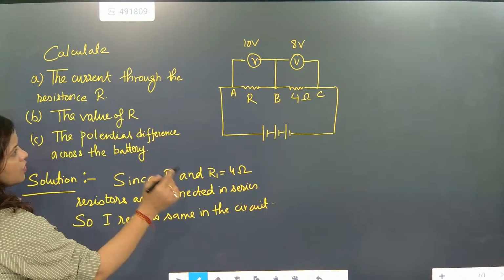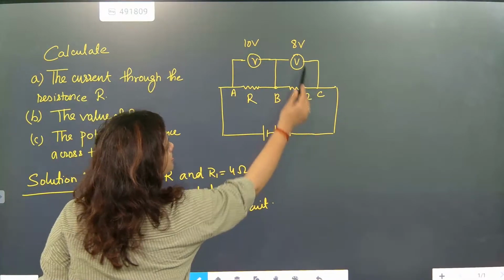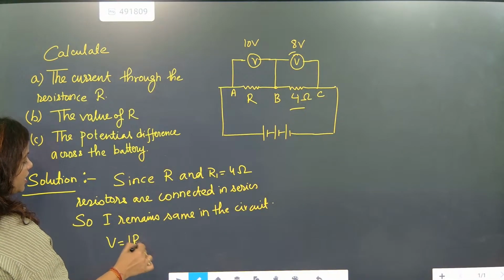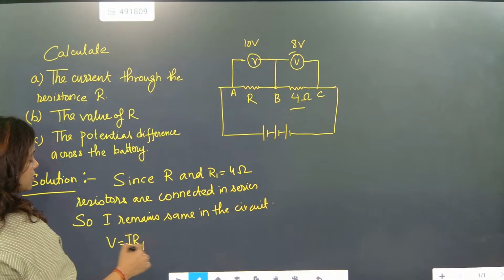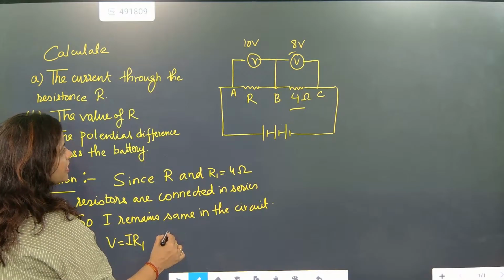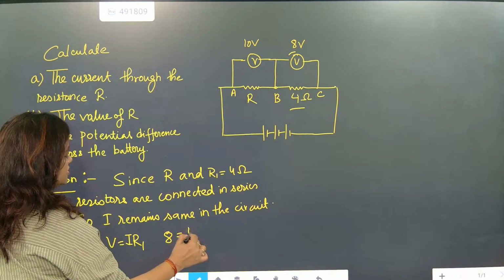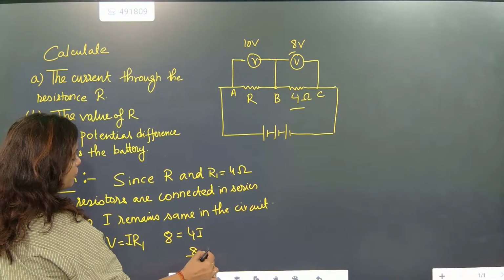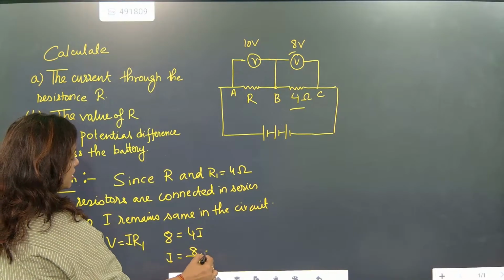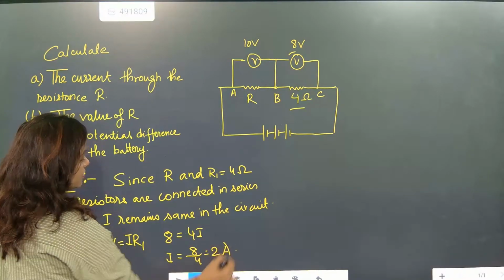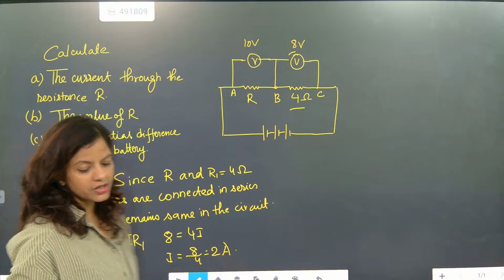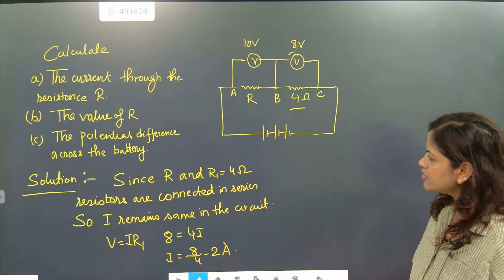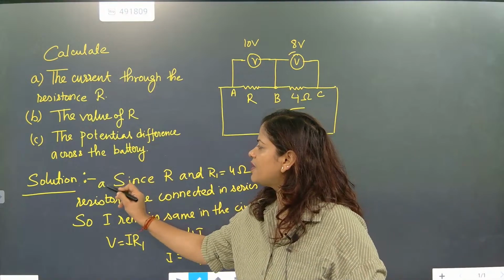So now this one can help us. V is equal to IR1. V is how much given? 8. Resistance is 4. So 8 by 4 is equal to I, which is 2 ampere. Correct? Yes, absolutely correct. So this is the first part of the answer.